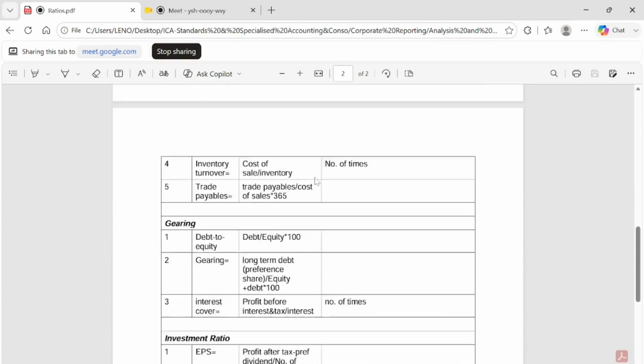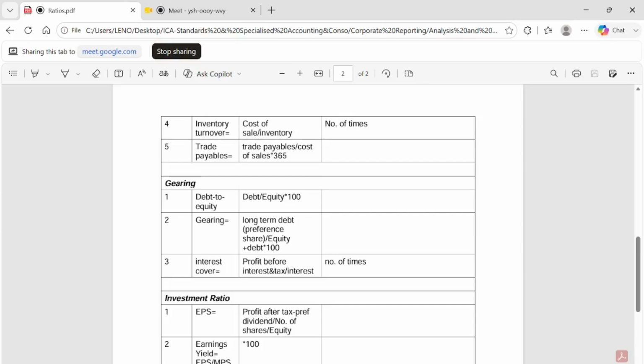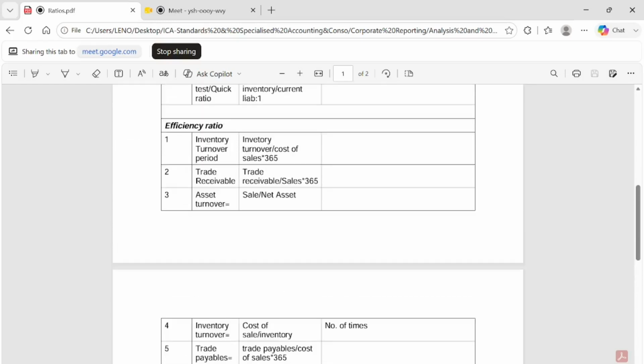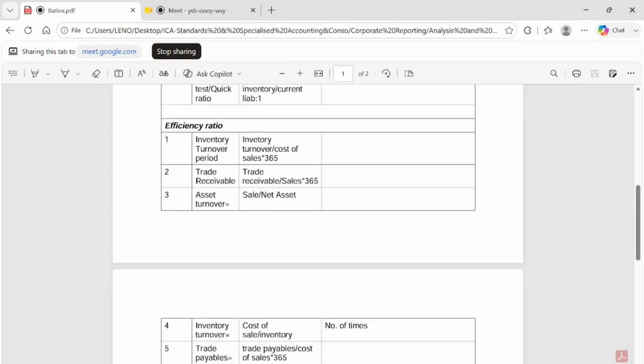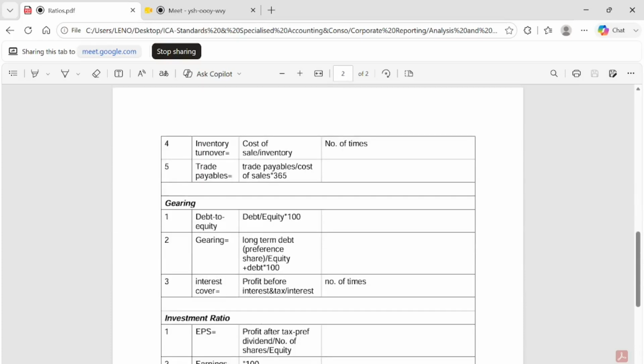Now let us come to the fourth one. Fourth one is what? Inventory turnover. How do you understand inventory turnover to be? Right. So first one, look at the first one. We have inventory turnover period, and this one is what? Inventory turnover. How do you understand it? Please, have you understood? This is inventory. How inventory has been used to generate a return.